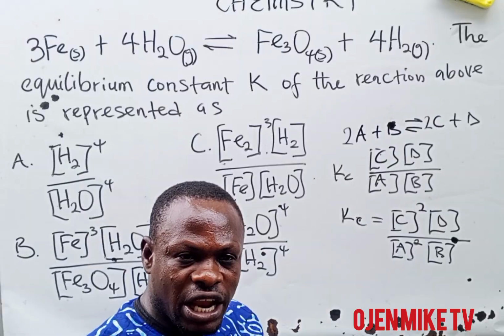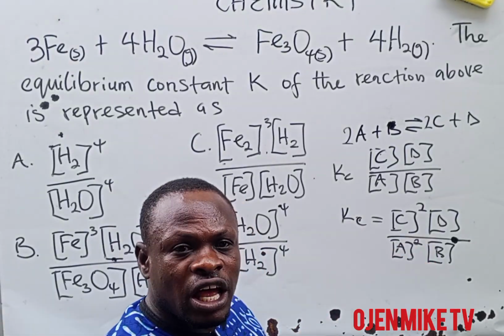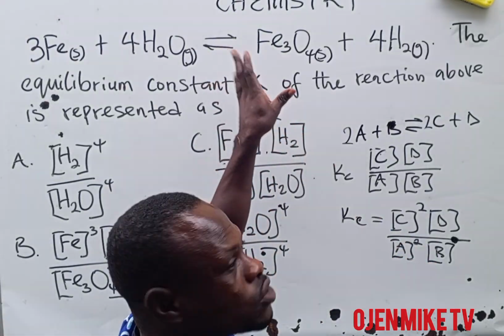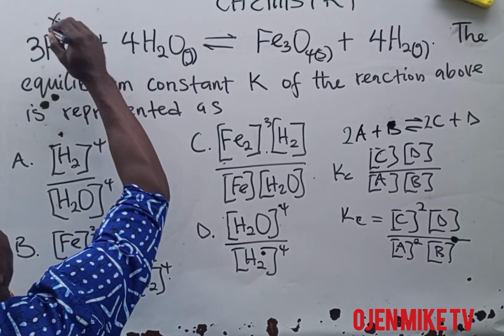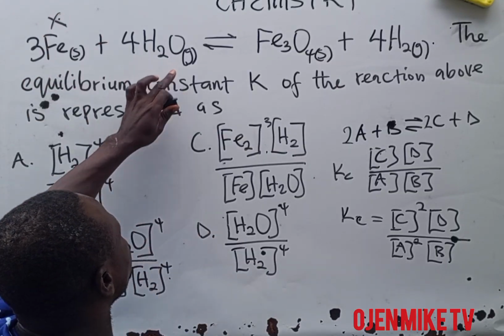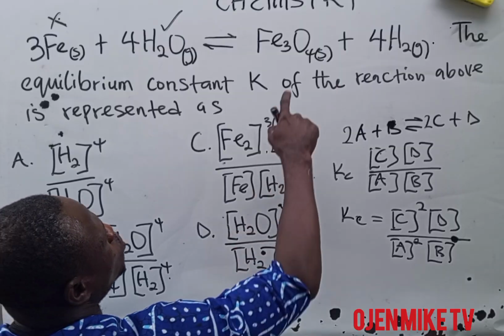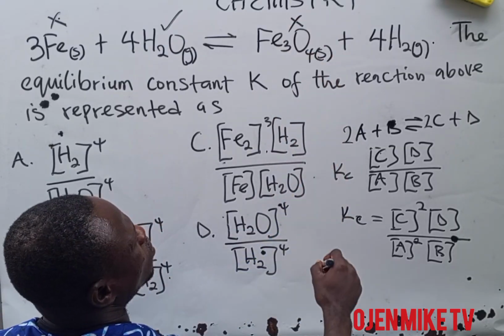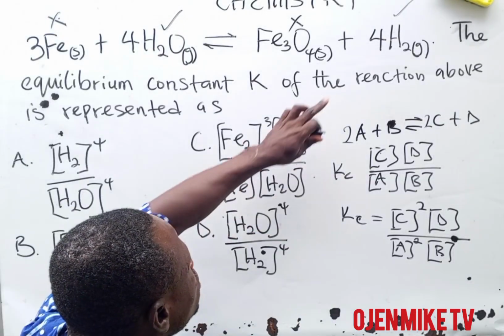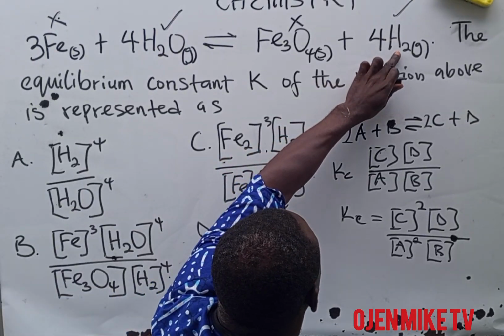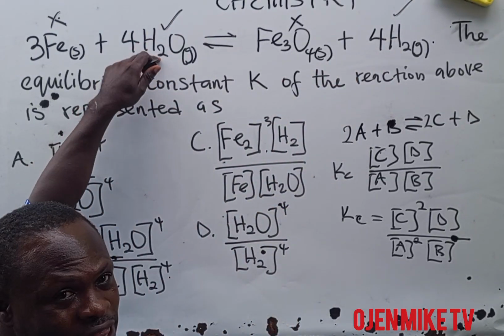So having learned the example, let's go back to our equation and solve it. Look, this one is in solid state, so you are not going to consider it. This one is in gaseous state, you consider this one. This one is in solid state, you cannot consider it. And this one is in gaseous state, you consider it. Therefore, the equilibrium constant will be hydrogen gas divided by the steam of water.